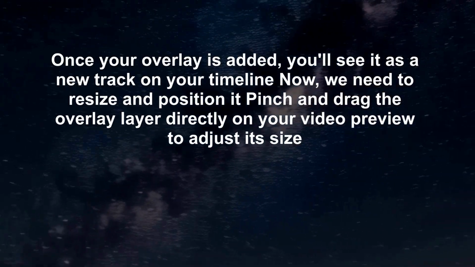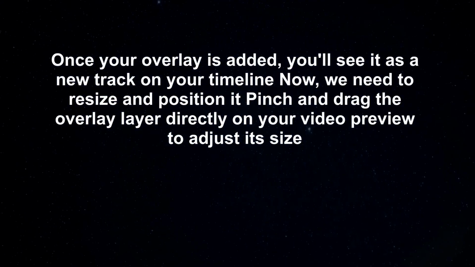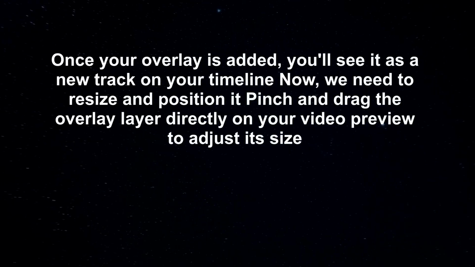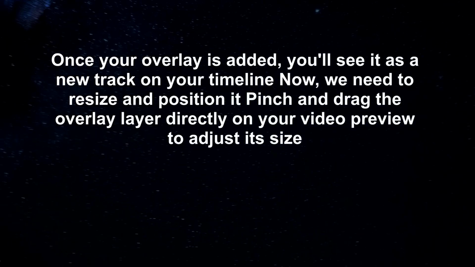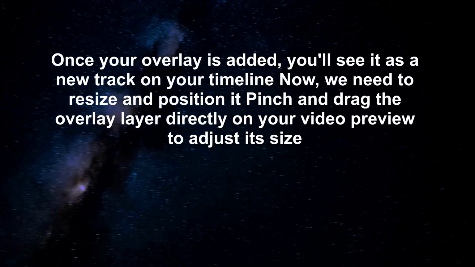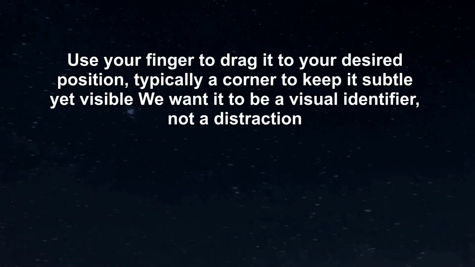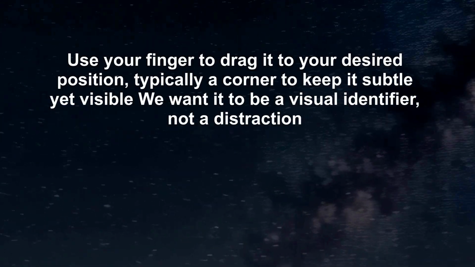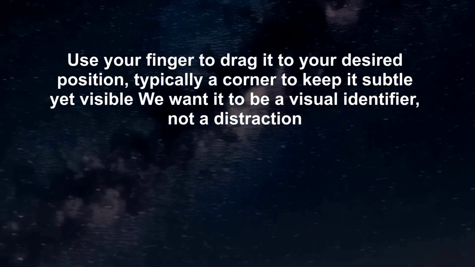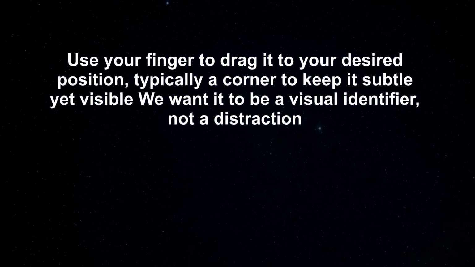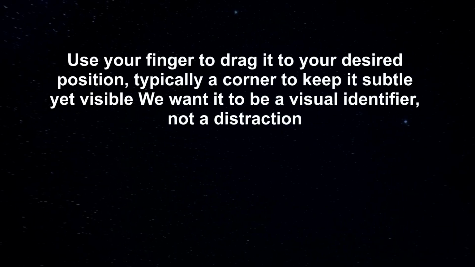Once your overlay is added, you'll see it as a new track on your timeline. Now we need to resize and position it. Pinch and drag the overlay layer directly on your video preview to adjust its size. Use your finger to drag it to your desired position, typically a corner, to keep it subtle yet visible. We want it to be a visual identifier, not a distraction.